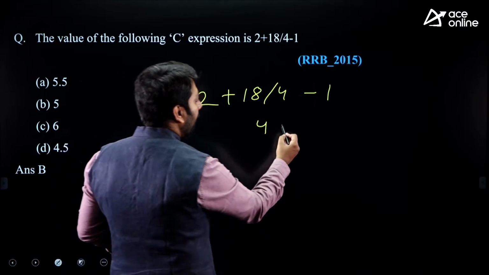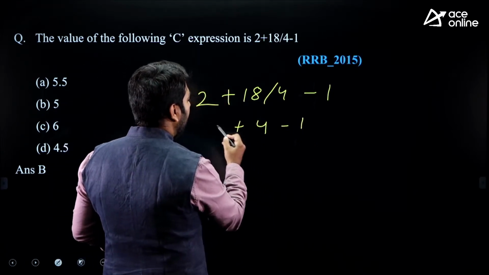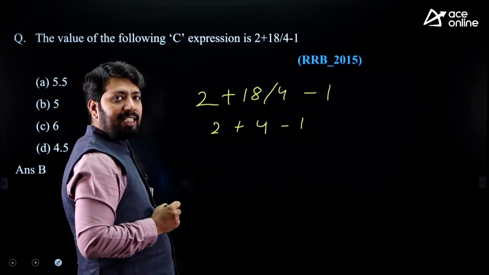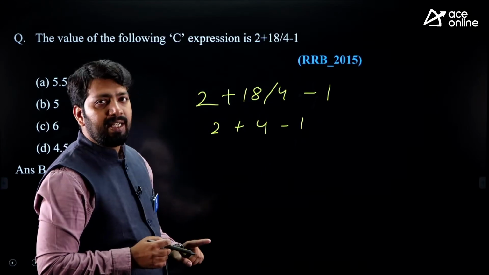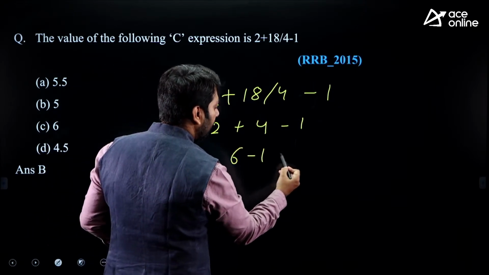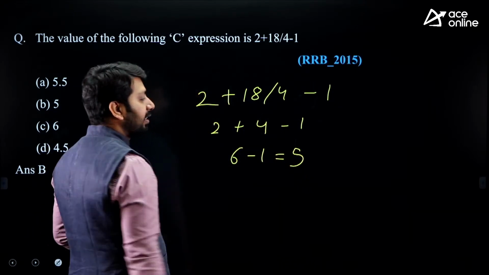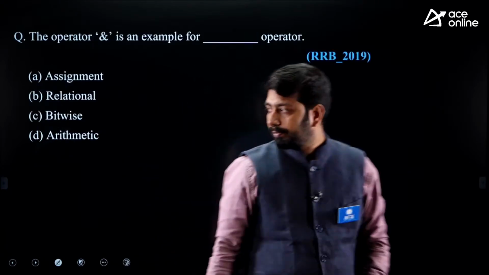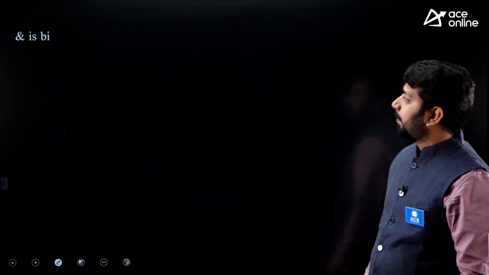So that is 2 plus 4 minus 1. Divide has the highest priority, so that's why I solved divide first. 2 plus 4 is 6. 6 minus 1 is 5. So the answer is 5. Got it? Let me explain you again.